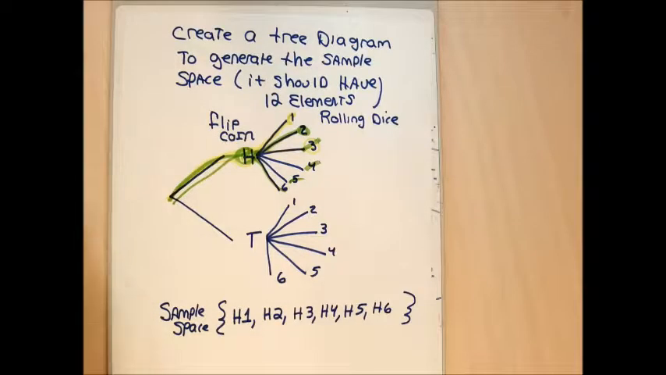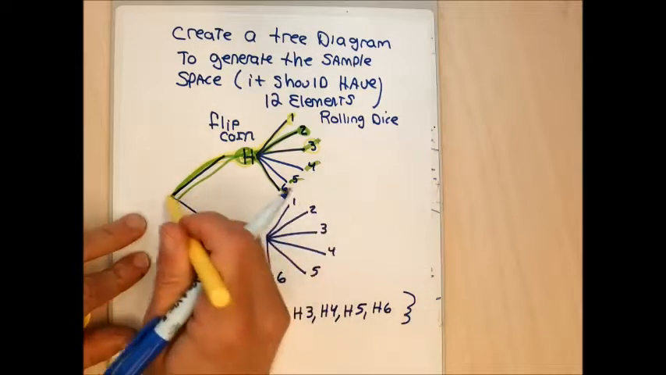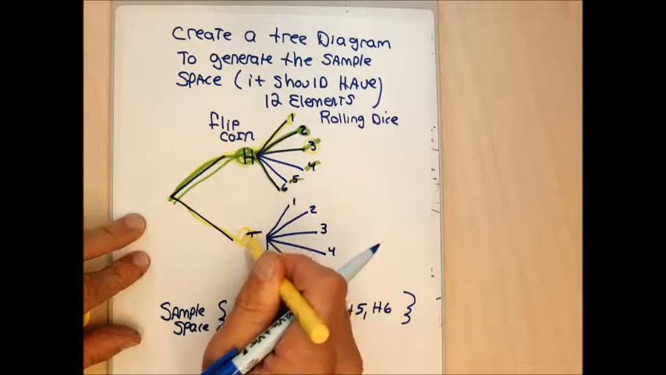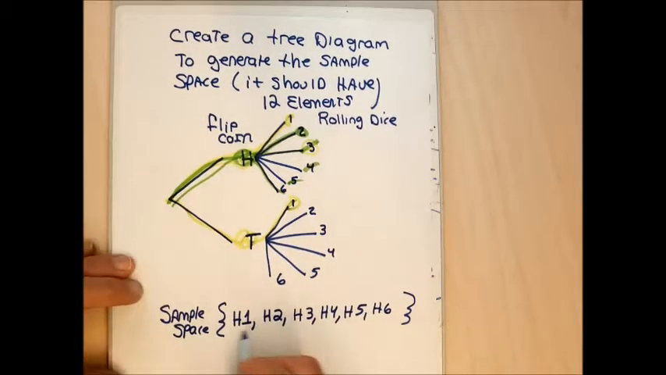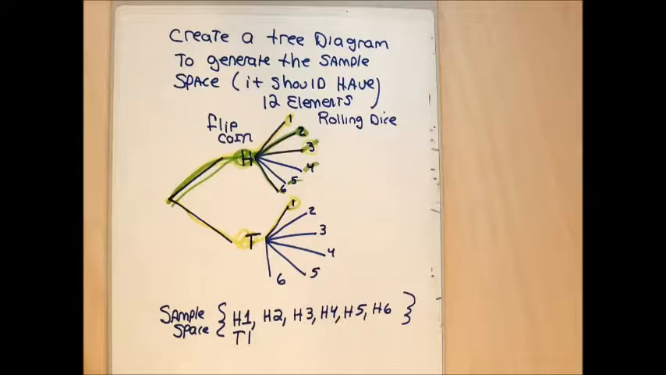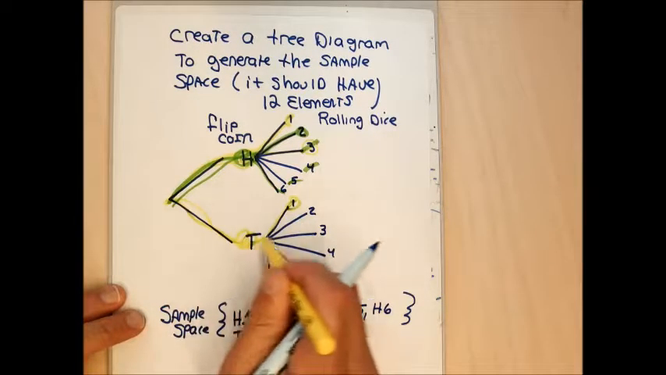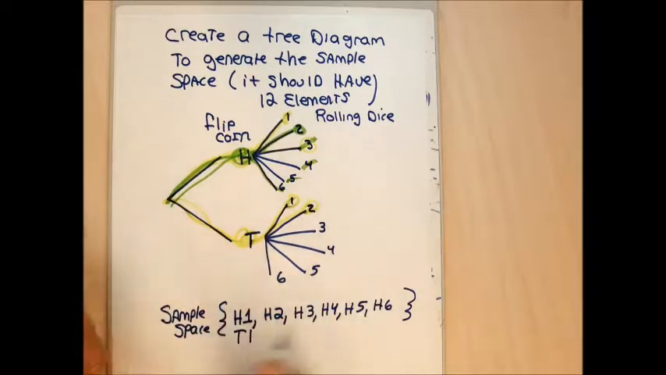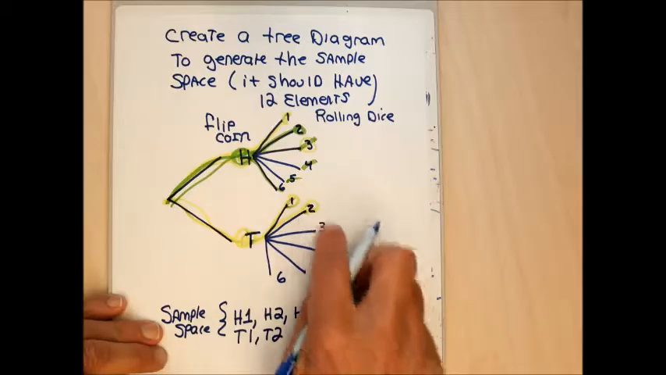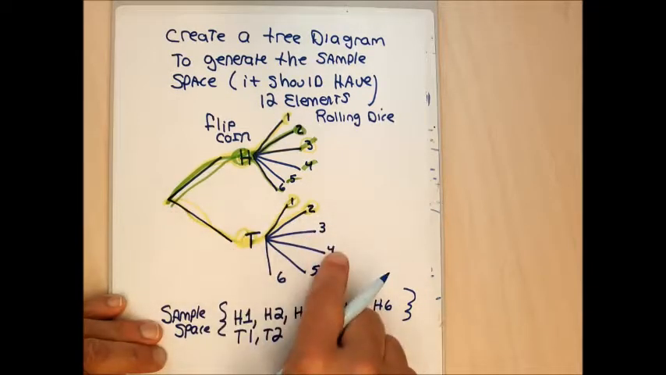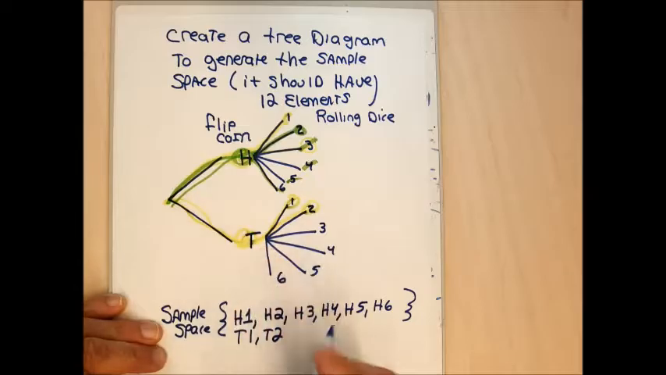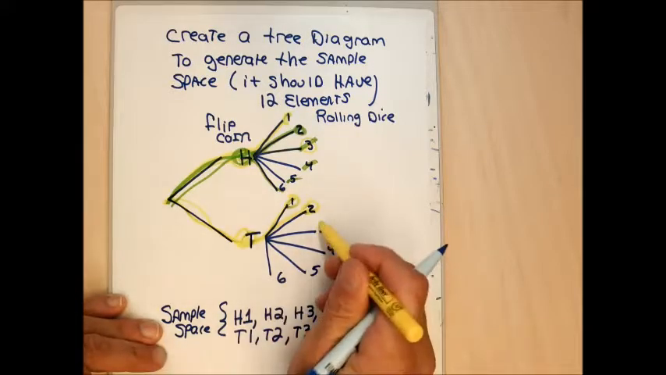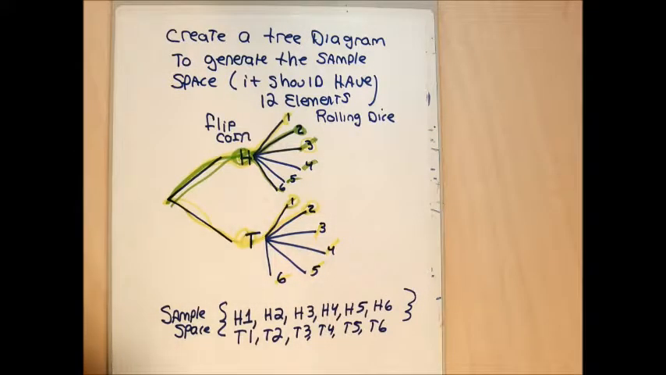The next element: I'm going to figure out how to get to that 1 from the point here. I'm going to go through the tail and to this 1, and I'm going to say a tail followed by a 1 is another element in my sample space. And then I'm going to get to this 2. To get to that 2 from this point, I'm going to go tail and then 2. And then subsequently, I'm going to go tail then 3, tail then 4, tail then 5, and tail then 6. And those will be all 12 elements in my sample space.